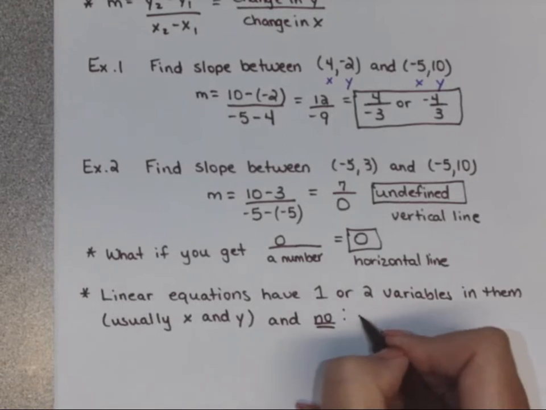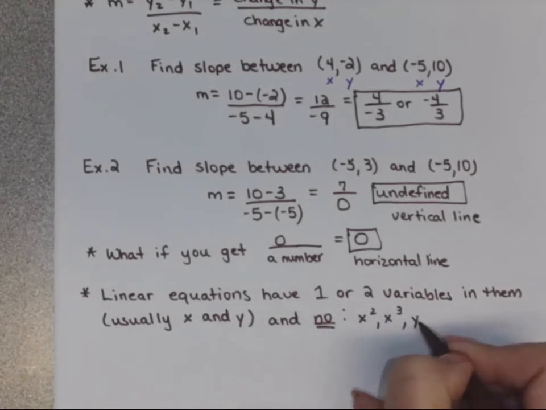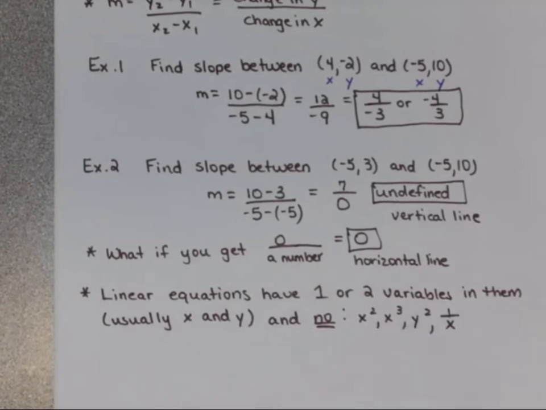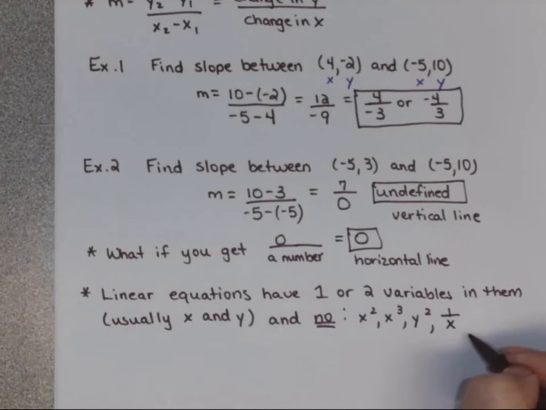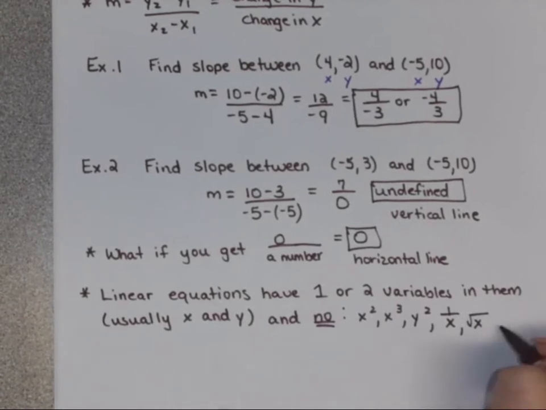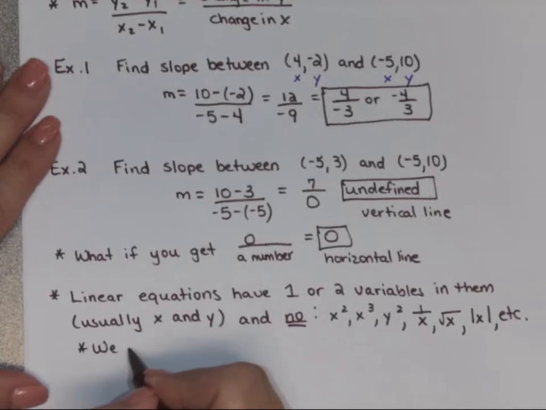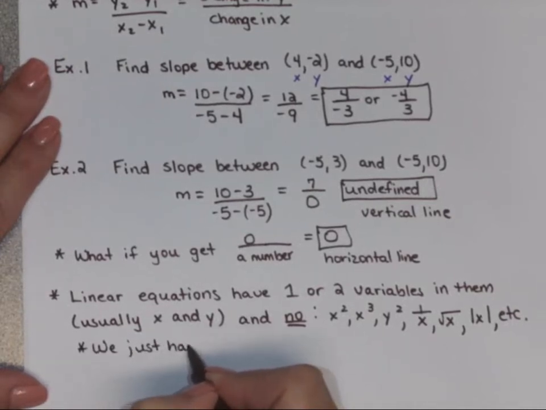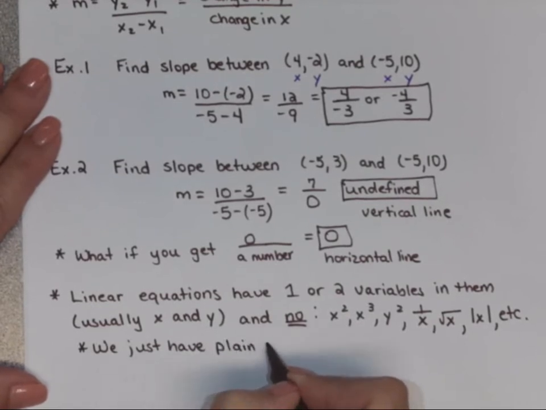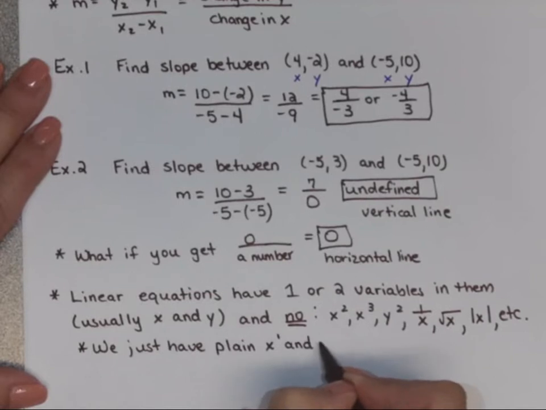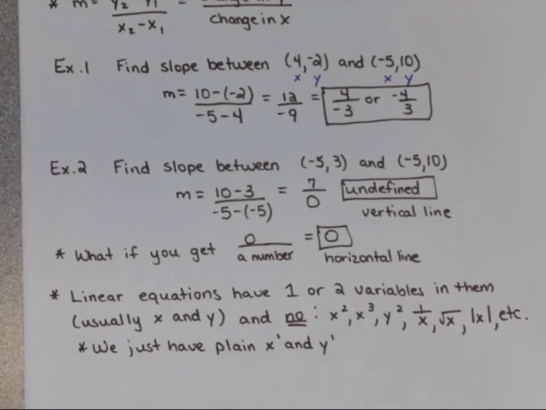linear. It has no x squared, no x cubed, no y squared, no fractions where we have a denominator that's a variable, no square roots with something under it, no absolute value of x, nothing fancy, in other words, okay? So I like to say it like this: we just have plain old x and y. Okay, so we just have plain x to the first power and y to the first power. Nothing fancy at all. Okay? If we have a squared or a cubed or a square root or anything weird like that, then it's actually going to be a different type of function. We're talking about linear equations that make lines when we graph them.